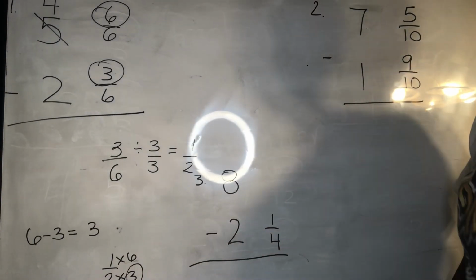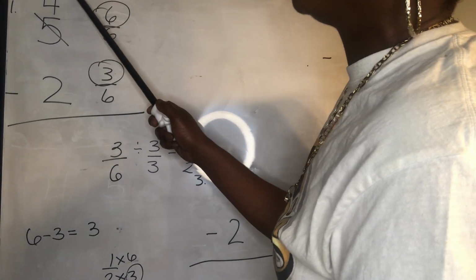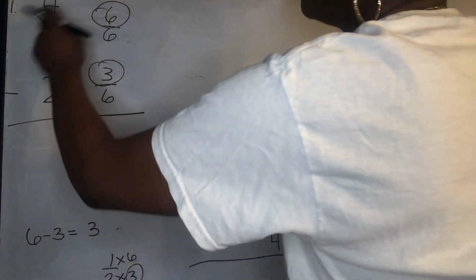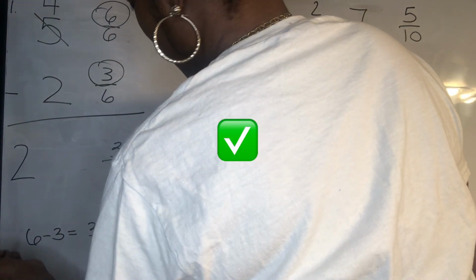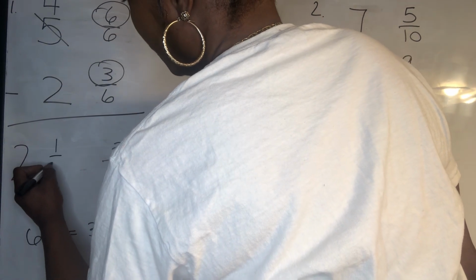Alright guys, so just to finish the problem, we do it like normal. We go to our whole numbers. We have 4 take away 2. That's going to leave us with 2. So our answer should be 2 and 1/2.